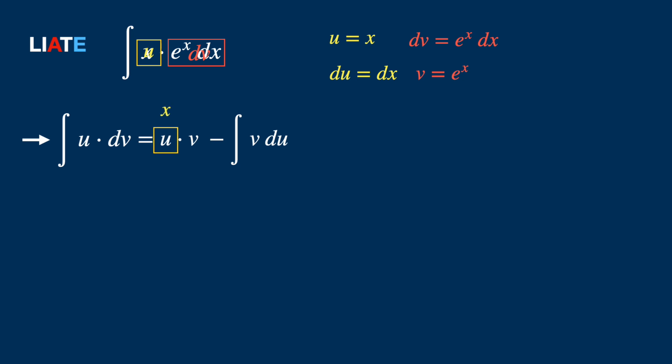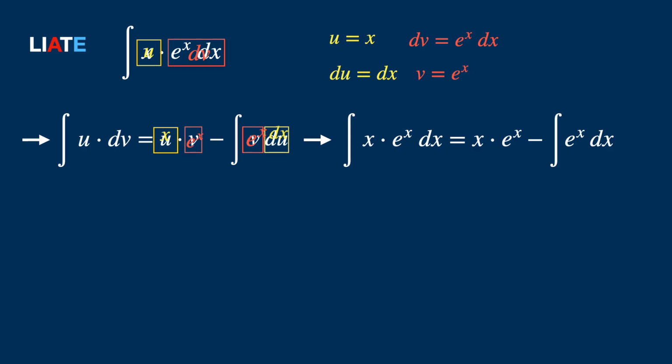u is x, v is e to the x, du is dx. So now you have integral of x e to the x dx equals x e to the x minus integral of e to the x dx. Now look at the new integrand in the equation: integral of e to the x. Can you find the antiderivative? Yes. What is it? e to the x plus c.